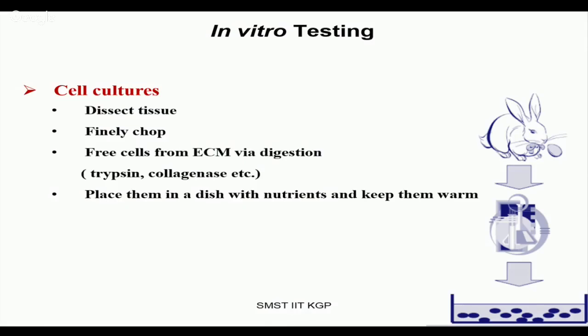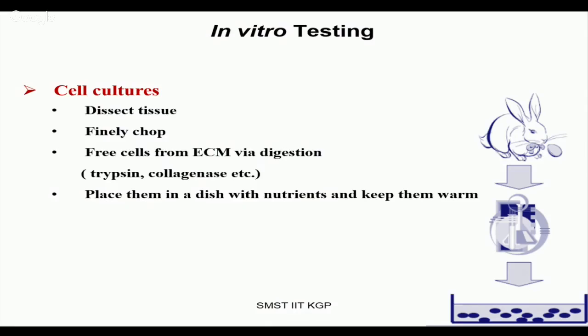So in vitro testing, and of course we need to go for cell culture. So here what we do, we collect the tissues from different sources, and again, as you are collecting the tissues from animal or human, you need to go for ethical clearance. It is obvious. So once you collect the tissues, you dissect the tissues, chop into small pieces, then you digest the ECM, and then you place them in the petri dish for culture.